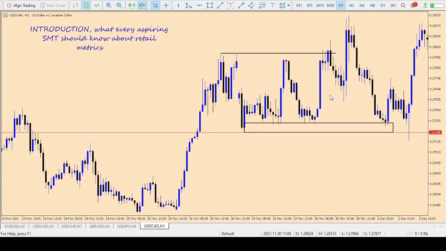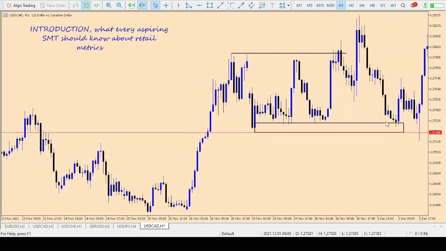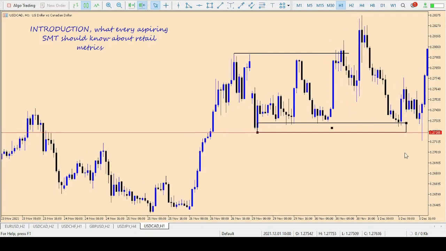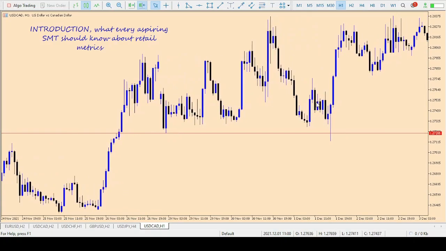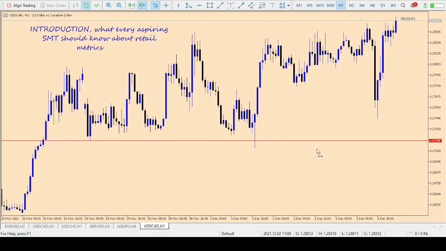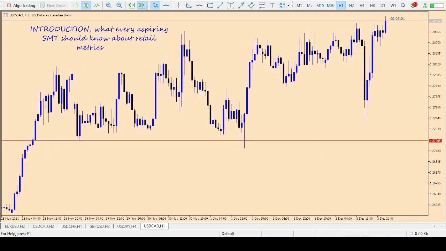I can point out several examples. This is the easiest and most manipulated retail strategy, support and resistance. It is the most manipulated in the market, in fact, in any asset class that you trade. Support and resistance is the most manipulated trading strategy. Look at another one right here, this high, all the way to all these highs.